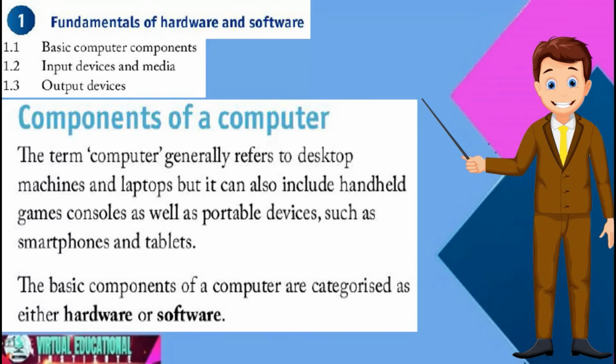Now, the basic components of a computer are categorized as either hardware or software. What is that really saying? It is saying that a computer of itself is made up of hardware and software. So all the various parts of the computer can be categorized into two groups. Either they are hardware or software. So when you think of the computer in this light, hardware and software come together to give us a computer.